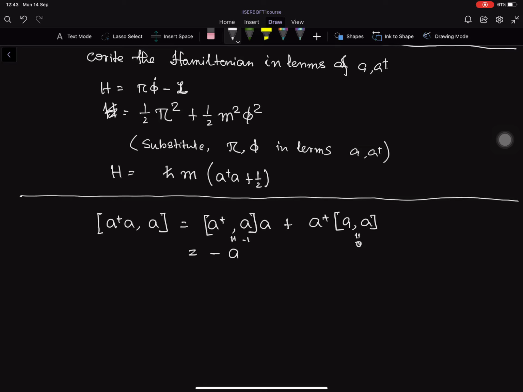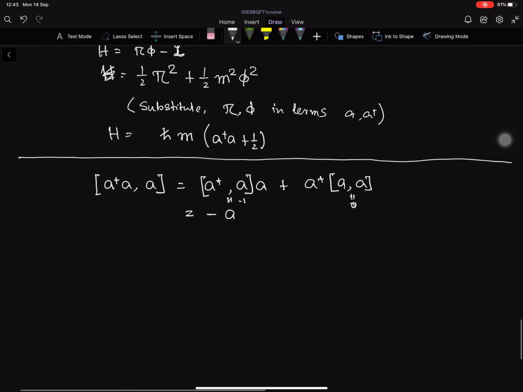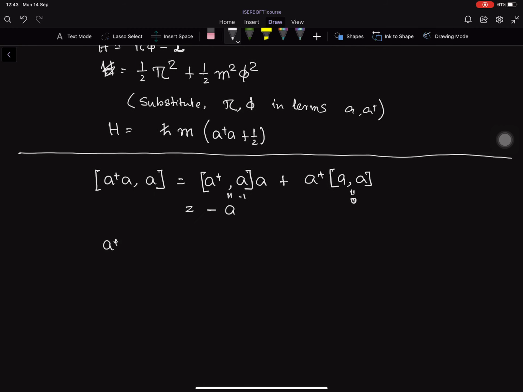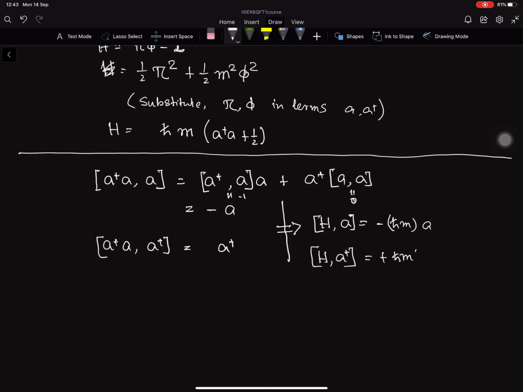Okay, in the same way we can compute the commutator of A dagger A with A dagger, and you will find that this is simply A dagger. These two relations imply that the commutator of the Hamiltonian with A is minus h bar omega A, and the commutator of the Hamiltonian with A dagger is plus h bar omega A dagger.